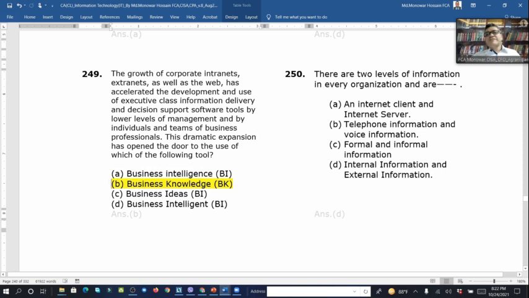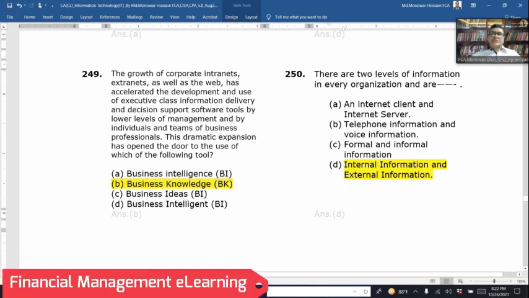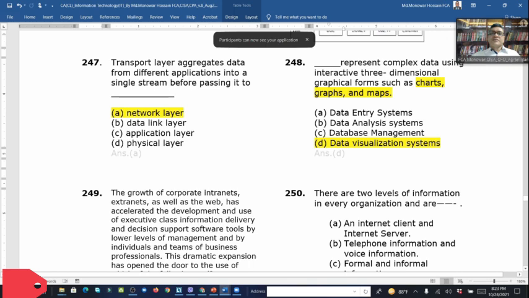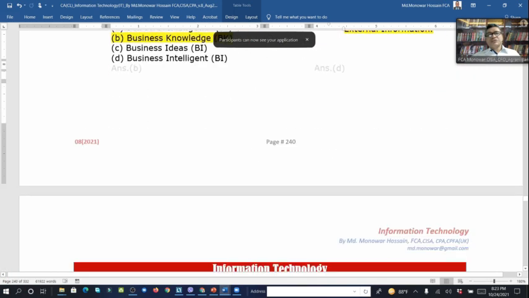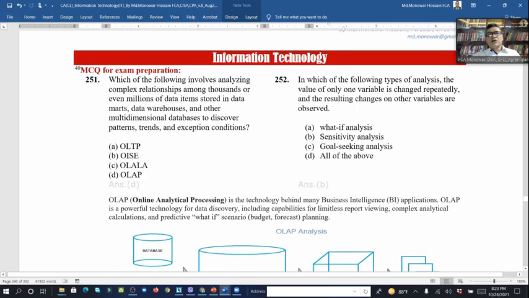And there are two levels of information in every organization, and they are dash, two levels. Here, basically the answer is D, internal information and external information. So there are two levels of information in every organization and they are internal information and external information. So we have completed 50 MCQs here and now we will go for another 50.